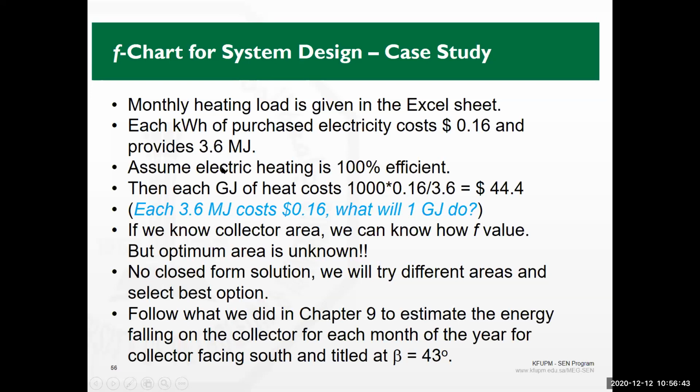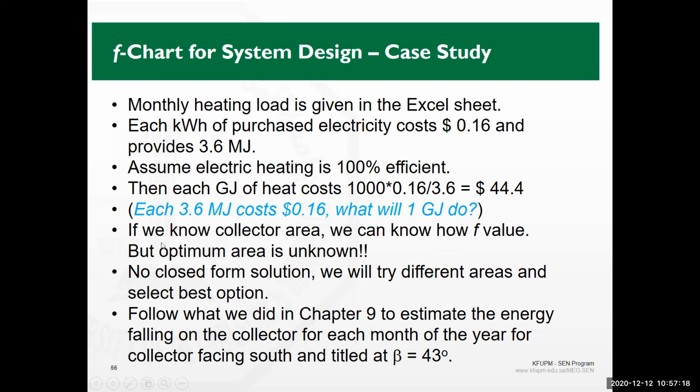Assume that all the power given by electricity is converted into heat. So we are talking about an electric coil, which will convert all electric energy into heat, so it's 100% efficiency. Then every gigajoule of heat is going to cost $44.4. How did we calculate that? I put it here in this blue line, that each 3.6 megajoule is going to cost 0.16. So what will 1 gigajoule cost? And then you can relate it to this value.